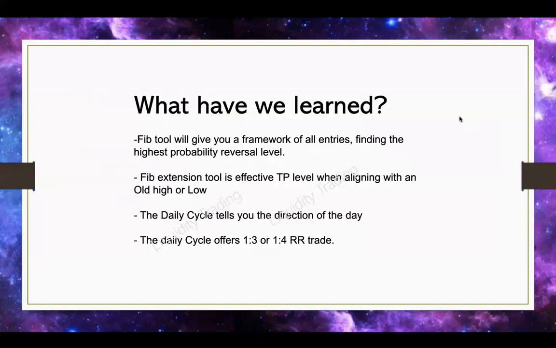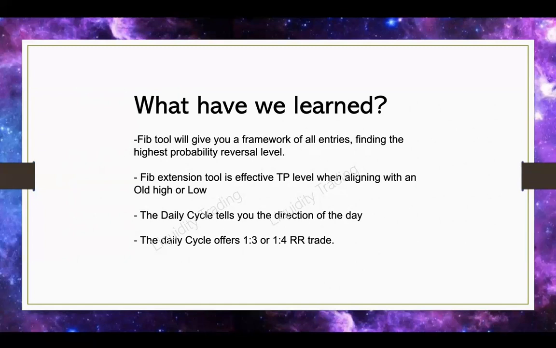Now, what have we learned in this teaching? The FIB tool will give you a good framework for entries. Now, again, the FIB will not be alone a good confirmation if you're not using other confluences in the market and other techniques. Just alone a FIB retracement will not make you consistent. You will have to implement the FIB retracement with other techniques and other confluences. Now, the FIB extension tool is an effective take profit level when aligning with old highs and old lows.